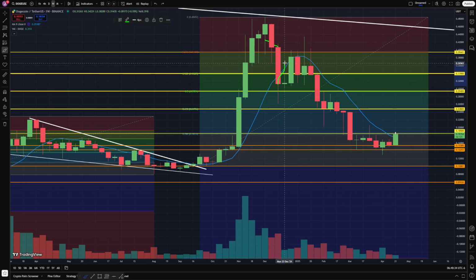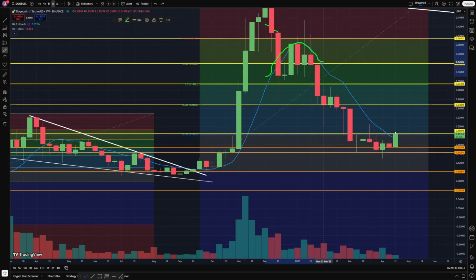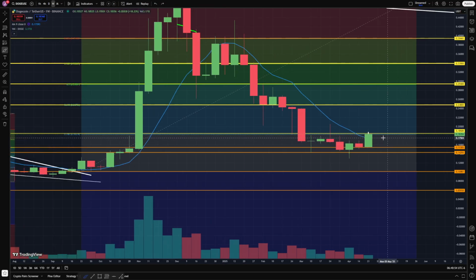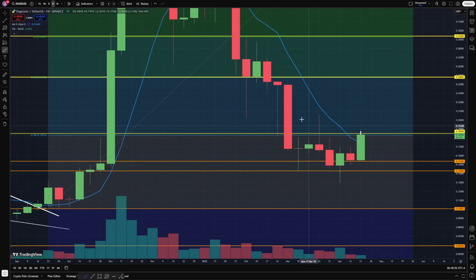Every time we came into contact with it over here, it was holding us down, acting as resistance, that blue line. Right here, boom, boom, boom, boom, acting as resistance. We weren't able to close these candles above that blue line. But check out what just happened. I mean, we're not out of the woods yet, but I was talking about this in yesterday's video.